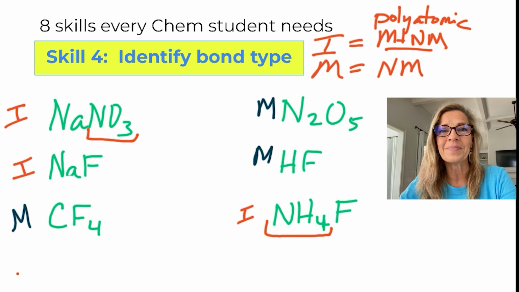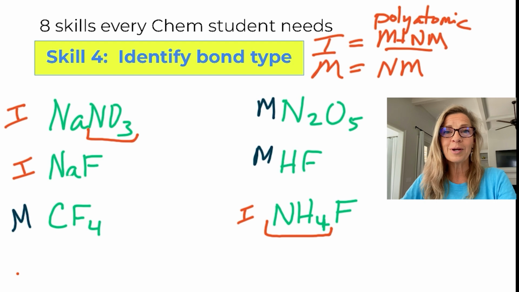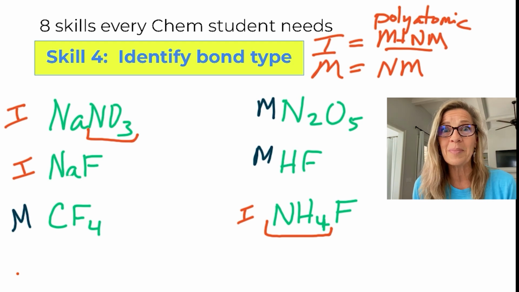Now, why does it matter? There are different rules for naming ionic and molecular compounds. For ionic compounds, you name the cation and the anion, and that's it. Molecular compounds, you're going to use prefixes to tell how many atoms are in the formula. So ionic and molecular is a big deal because that also is going to predict physical properties and solubility and all kinds of things, future topics in chemistry.